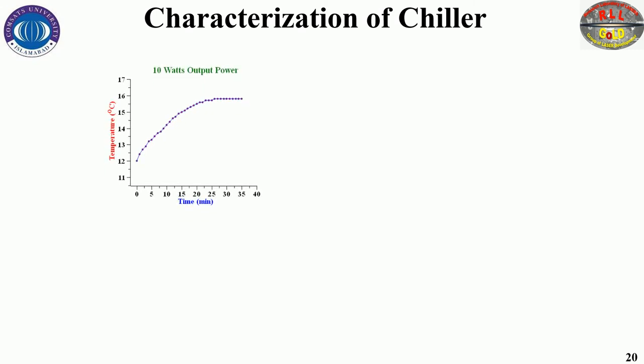Characterization of chiller. First we characterize the chiller. For that we operated the system at 10 watt output power and checked the behavior of the water with respect to time. Here it shows that the water heats up slowly with time, but at some point it gets stable and then it remains constant. This means with this chiller we can operate the laser system at 10 watt output power for a long period of time without any problem.